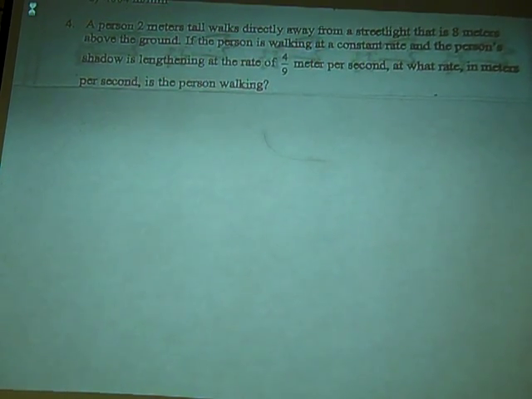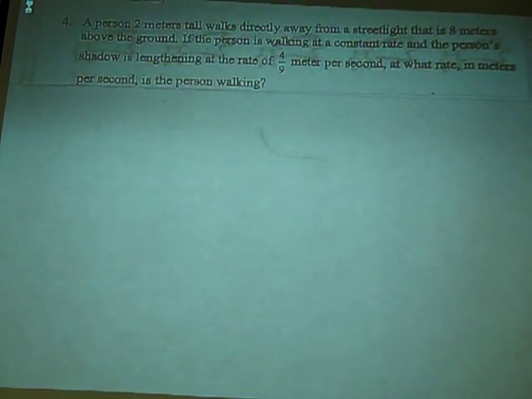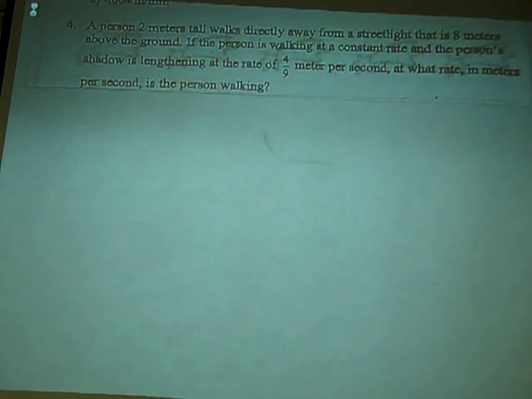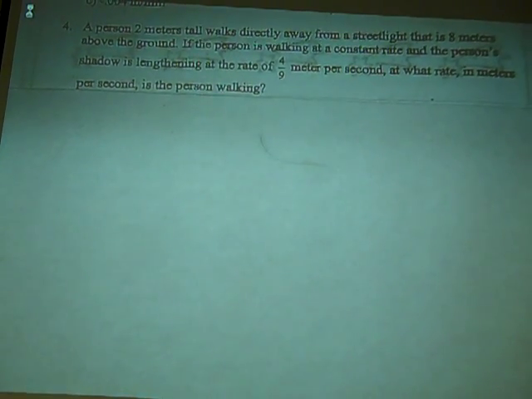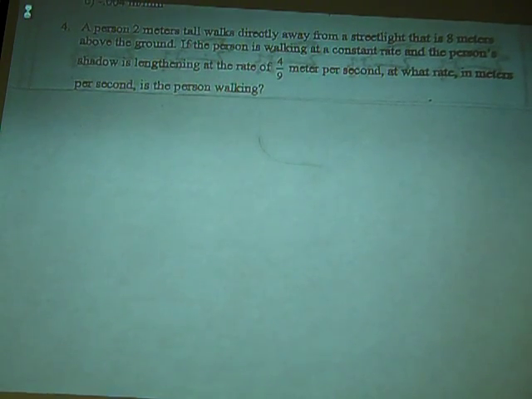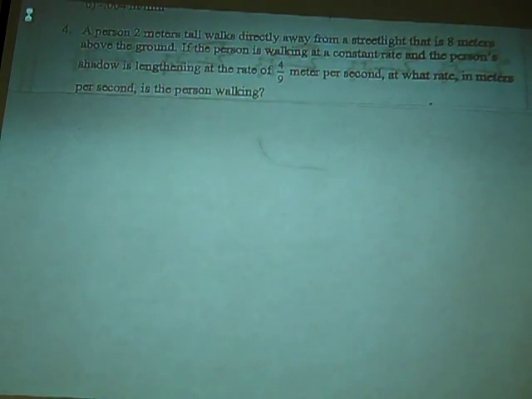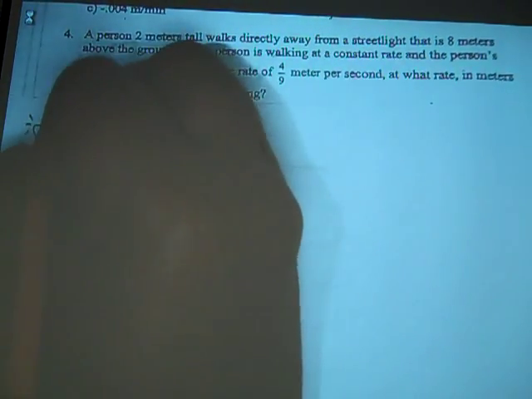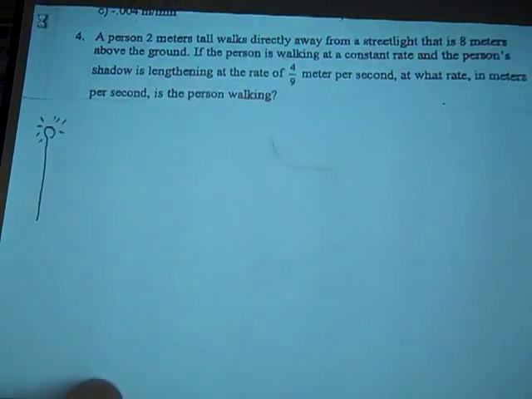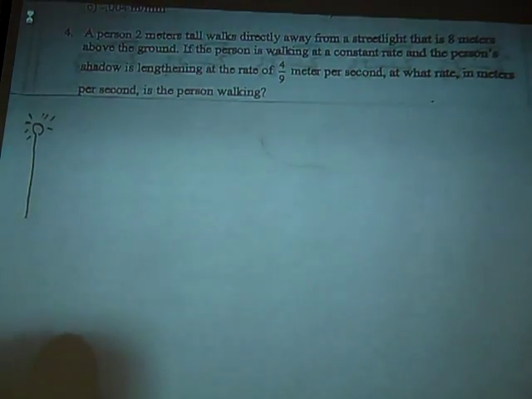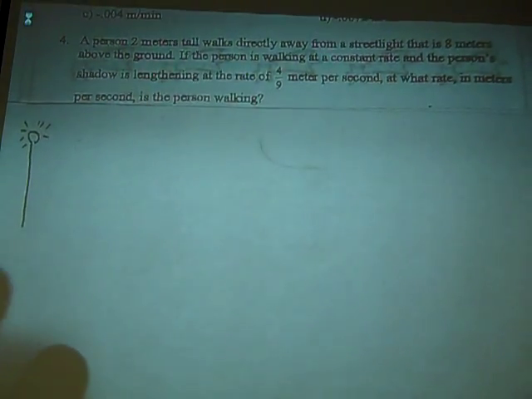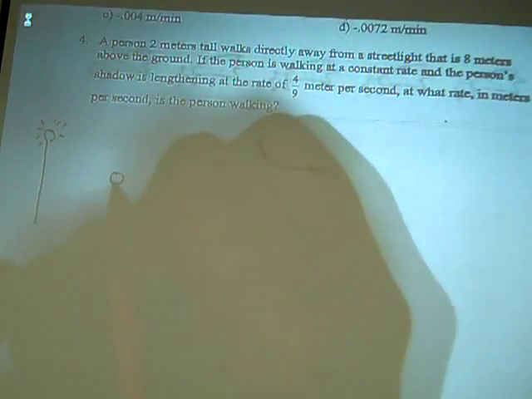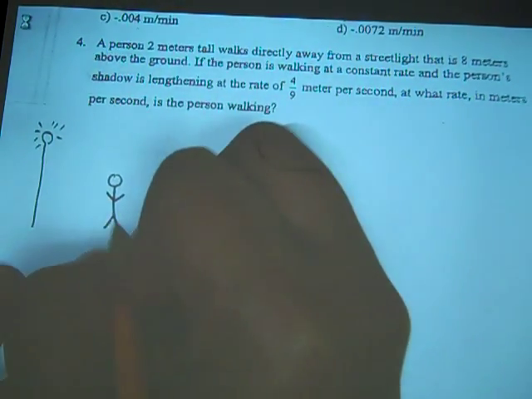Excellent. Again, you might need to read that to yourself a couple times, but we're going to draw a picture. What are we going to draw a picture of? Yeah, a street light. We don't need to be artists in this class, so my street light is going to be a big line with the light bulb at top. What else? The person. And you don't have to worry about scale. I'm going to draw my guy way over there.